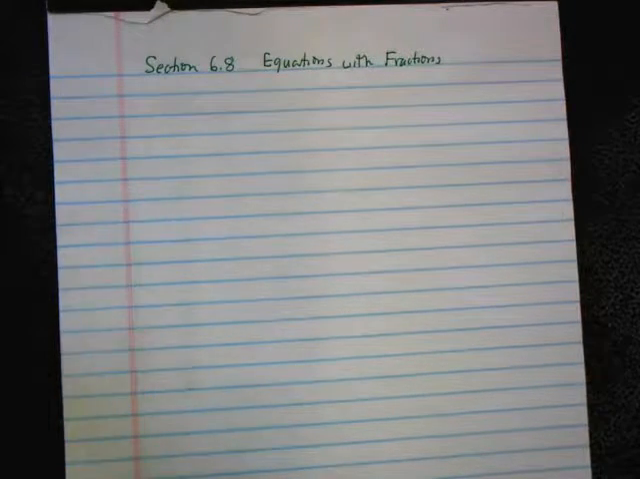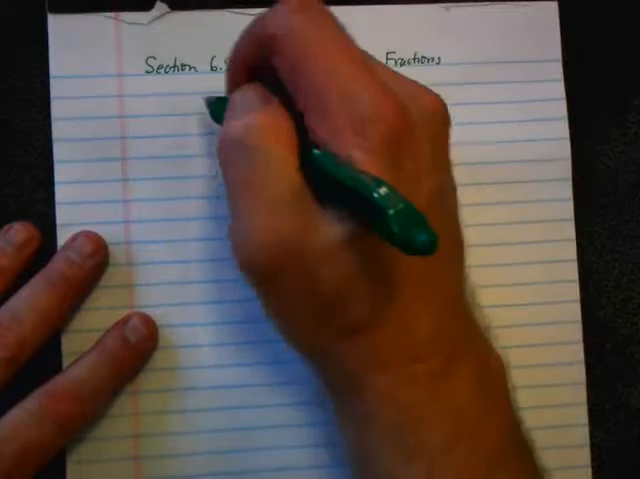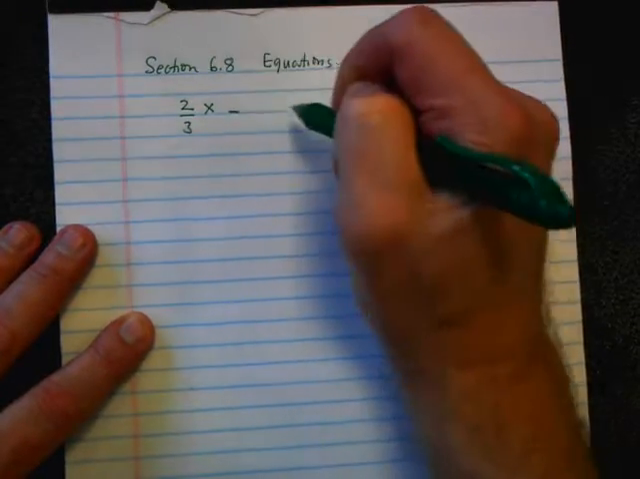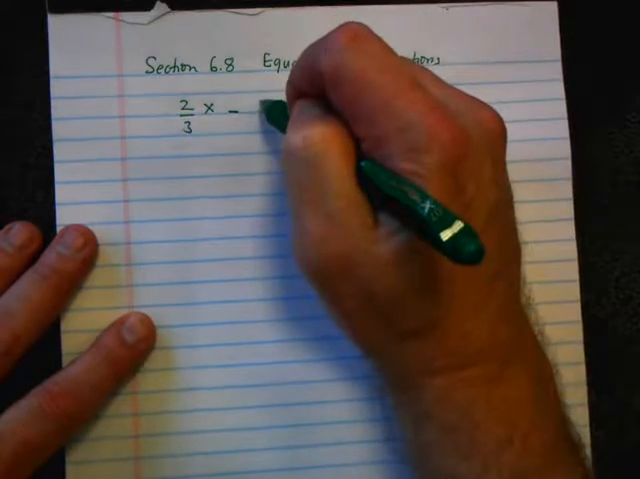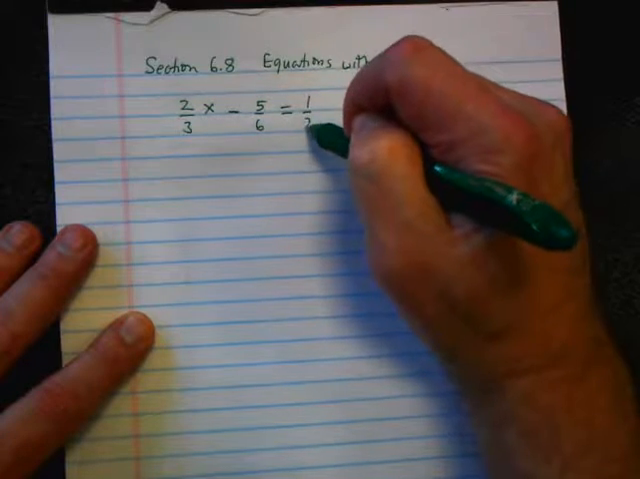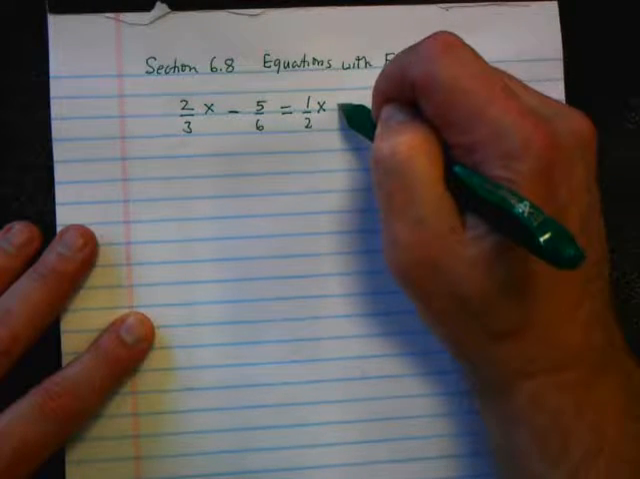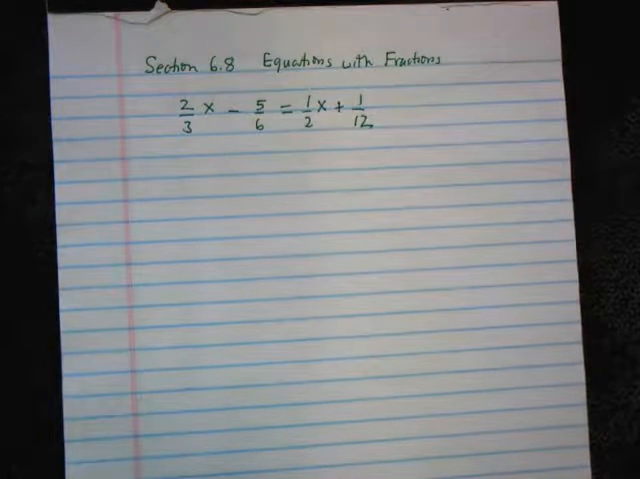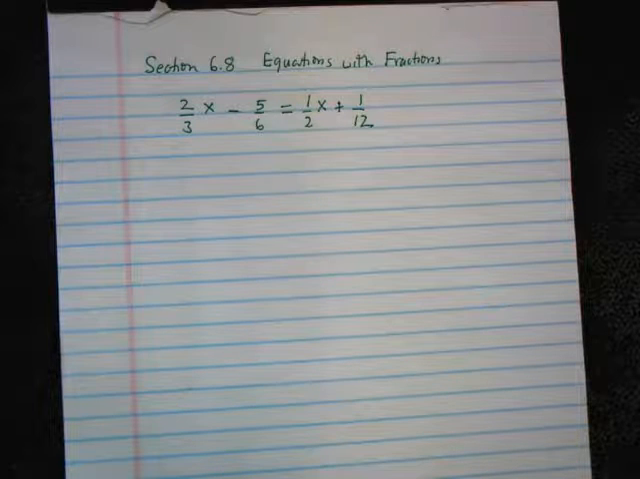Equations with fractions. All right, well, here's an equation with fractions. 2/3 x minus 5/6 equals 1/2 x plus 1/12. There's an equation. It's got a whole bunch of fractions in it. Other than running away screaming, what would you do?